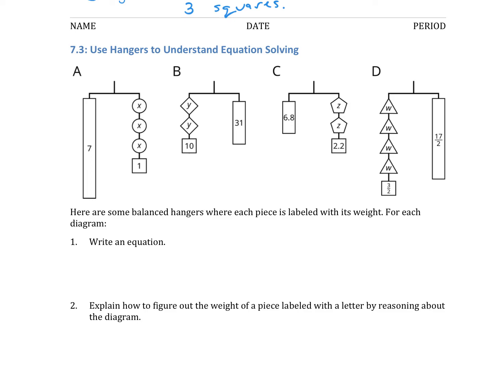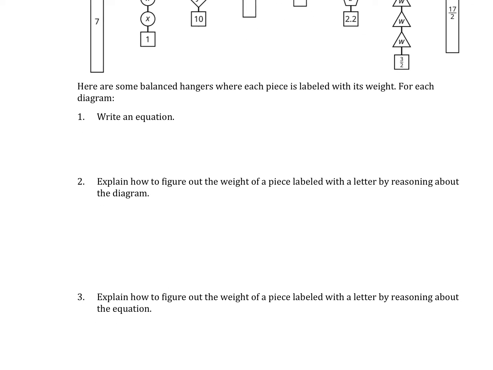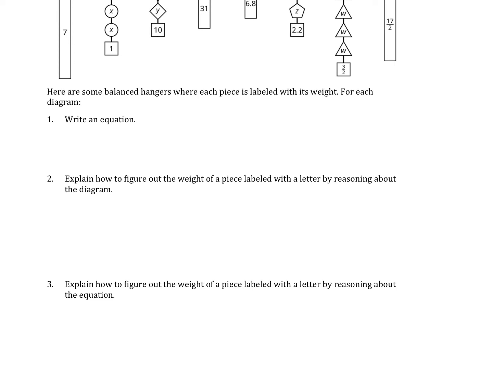For this activity, you are first going to write an equation for each hanger. Then you're going to explain in words how to figure out the weight of the unknown, so the weight of the shape that has a letter in it. And then you're going to explain how to figure out the weight labeled by a letter by reasoning about the equation. So 2, you're reasoning about the diagram. 3, you're reasoning about the equation. Go ahead, pause the video, and complete those 3 questions.